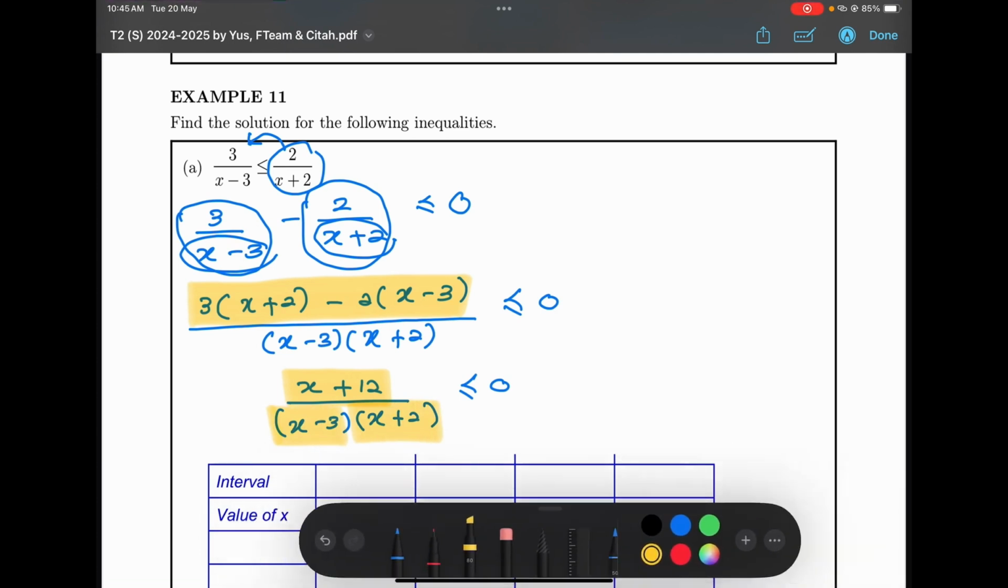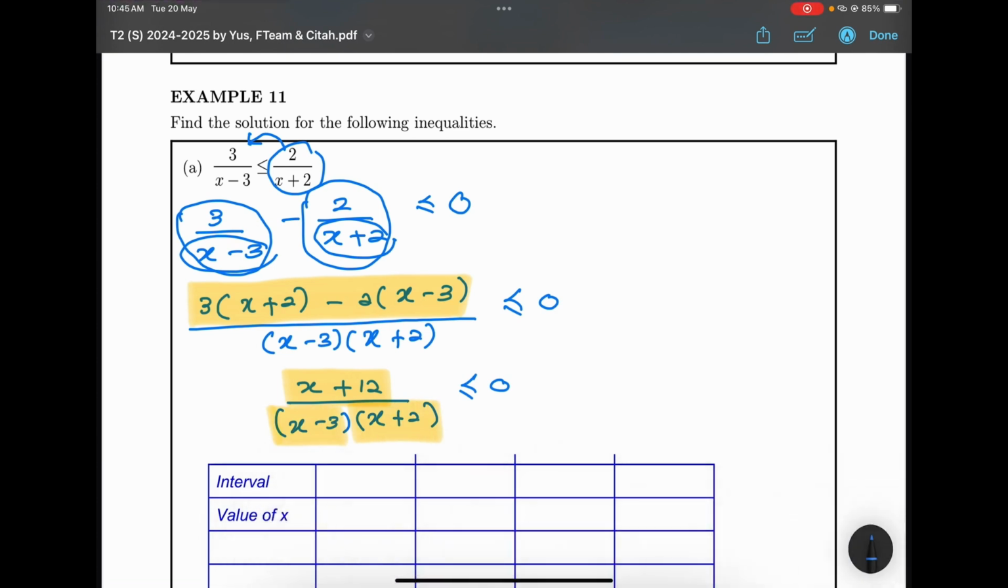So kita ada 3 critical number. Critical number kita yang pertama, yang paling kecil adalah negative 12, yang kedua adalah negative 2, and yang last sekali adalah 3 lah. Okay, mana saya dapat all these critical numbers is from these 3 factors. Okay, so you need to arrange these critical numbers from smaller to the big one lah. So yang paling kecil adalah negative 12, so susun kat situ. The second one is negative 2 and 3.